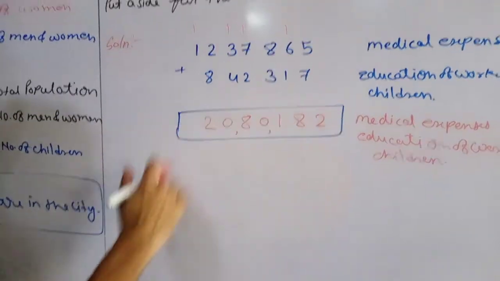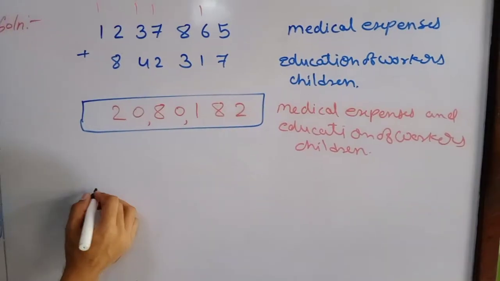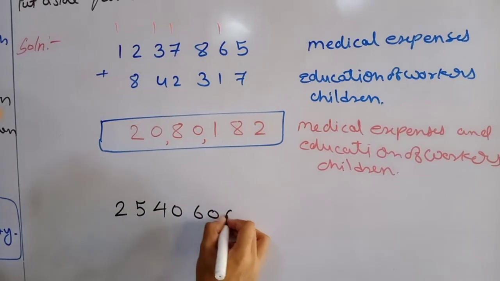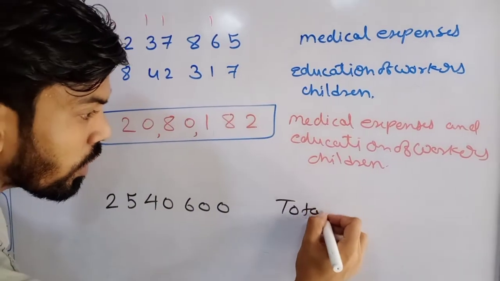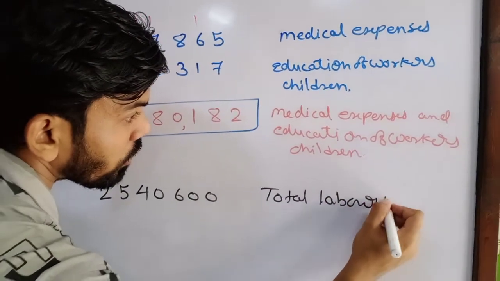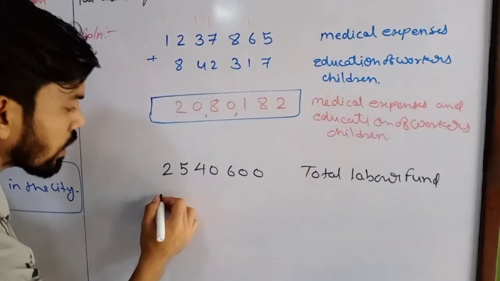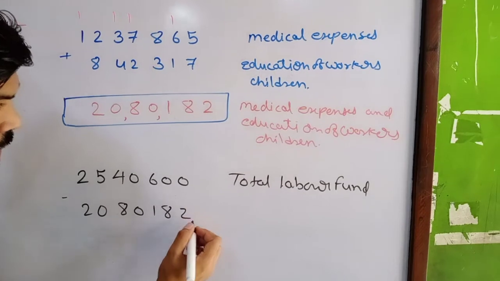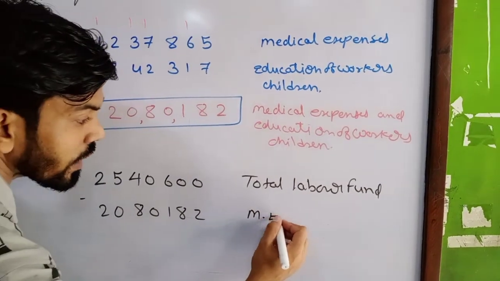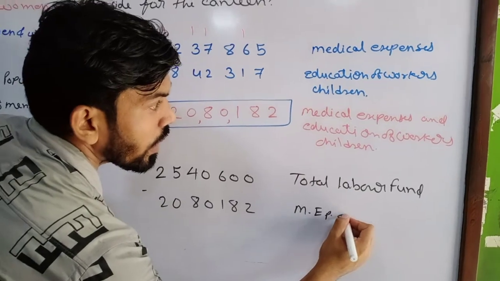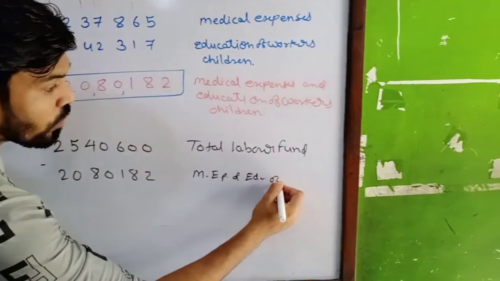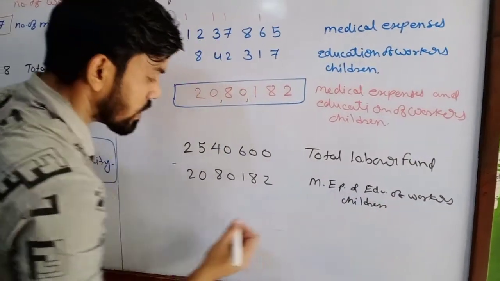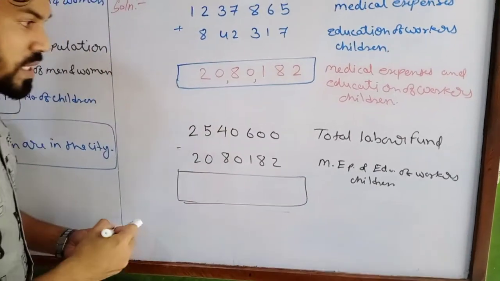Yes, we did that. After that we have the total fund, that is nothing else but 25,40,600, the total labor fund, and we have to subtract from this 20,80,182, that is medical expenses and education of workers' children. You can write it in short. Now do the subtraction of this.